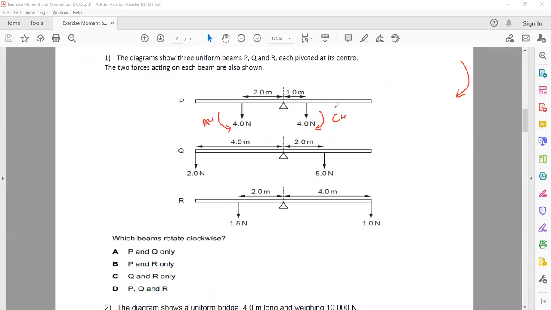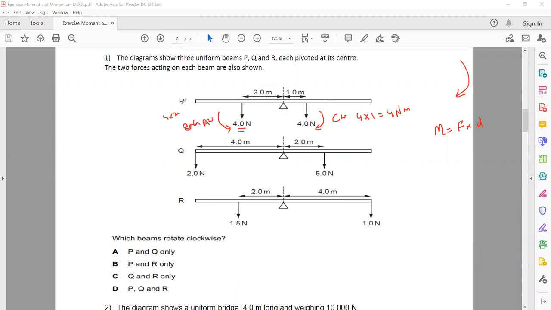So when we calculate the clockwise moment, what is the formula? The moment is the product of force and perpendicular distance. The force is given as 4, and the perpendicular distance is 1. So 4 multiplied by 1, the moment or turning effect is 4 Newton meter clockwise. And for anti-clockwise, the force is 4 and the distance is 2, so 4 multiplied by 2. So the anti-clockwise moment is 8 Newton meter.